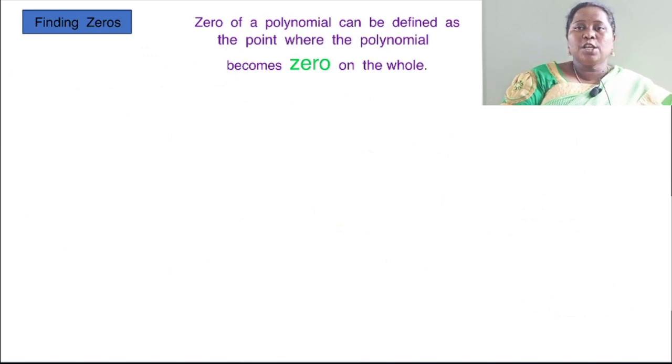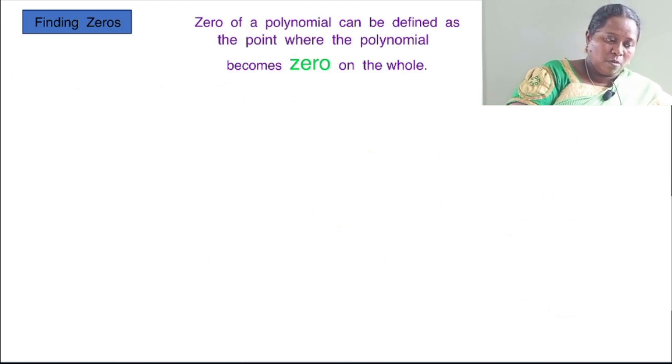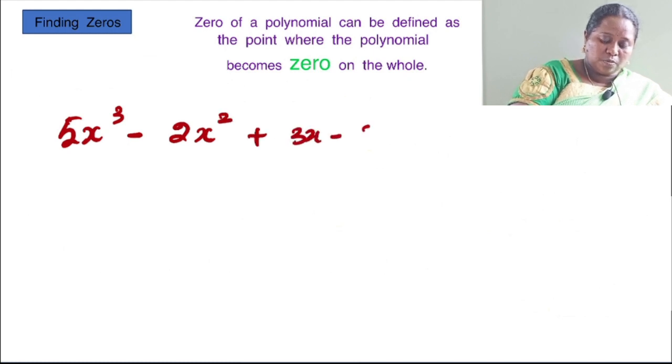How to find the zero of the polynomial? The zero of the polynomial can be defined as the point where the polynomial will become 0. Let me check with one example: 5x cube minus 2x squared plus 3x minus 2.